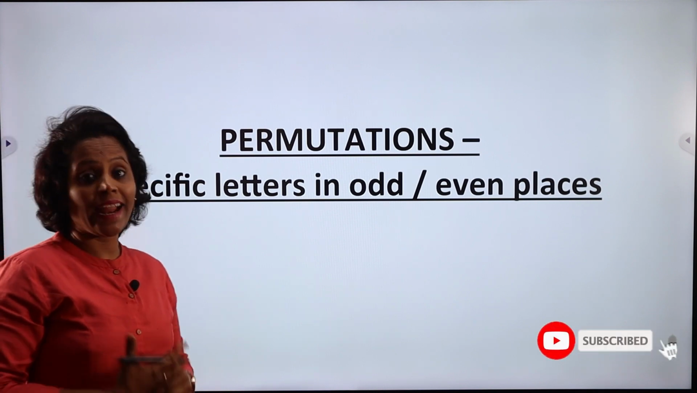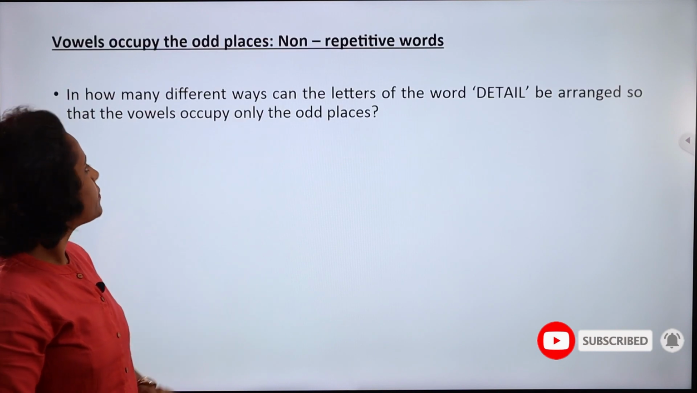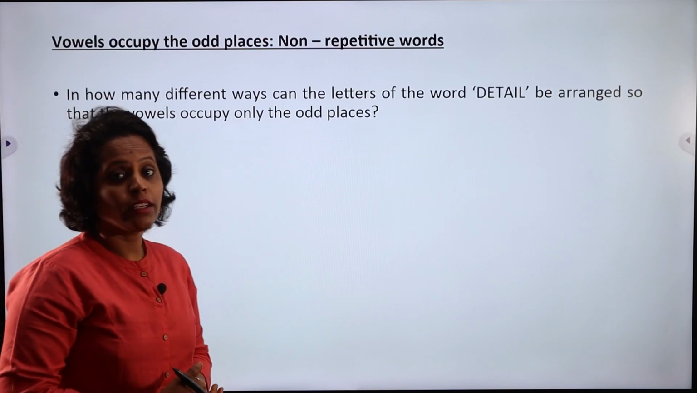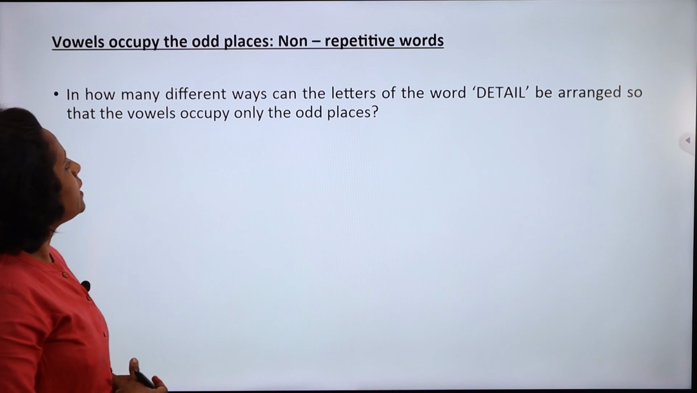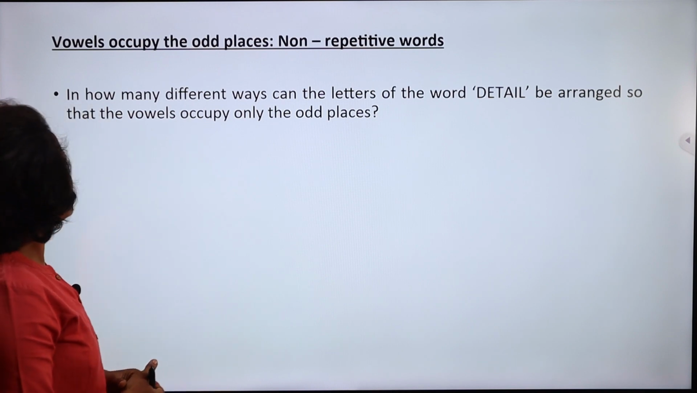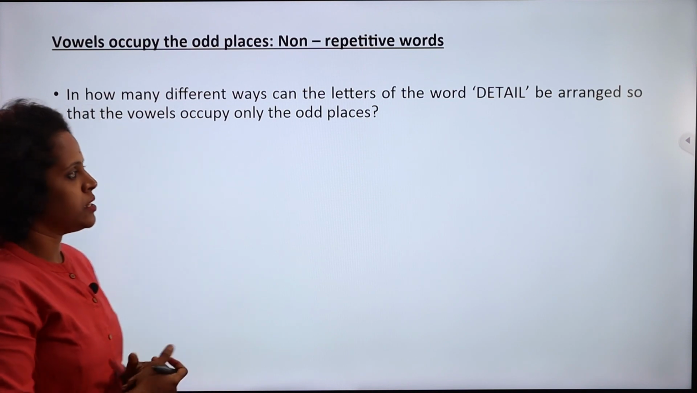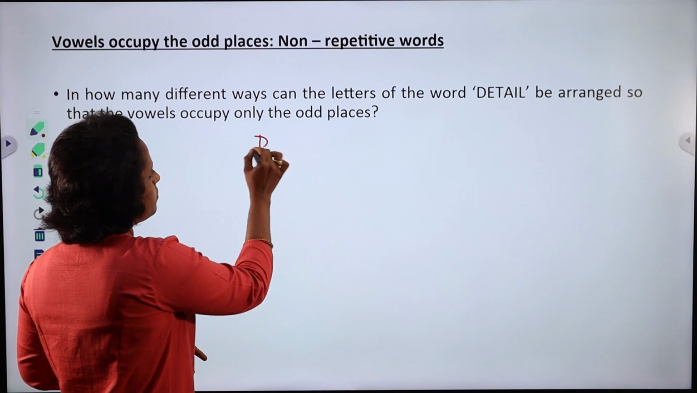Permutations, where specific letters are to be placed in odd or even positions. Let's see the first question. In how many different ways can the letters of the word DETAIL be arranged so that the vowels occupy only the odd places? What is our word here?